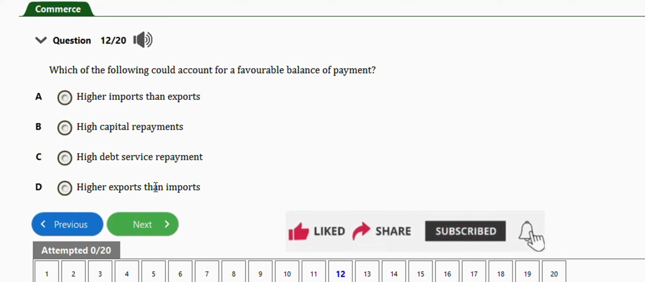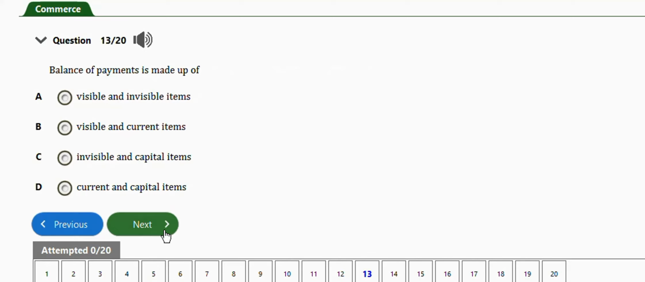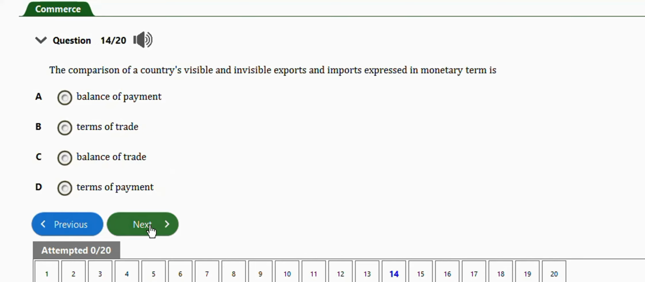Very important, option D. Next question, it says balance of payment is made up of visible and invisible items. Option A is the right answer. Okay, next question, this one, it says the comparison of a country's visible and invisible exports and imports expressed in monetary term is balance of trade, option C.